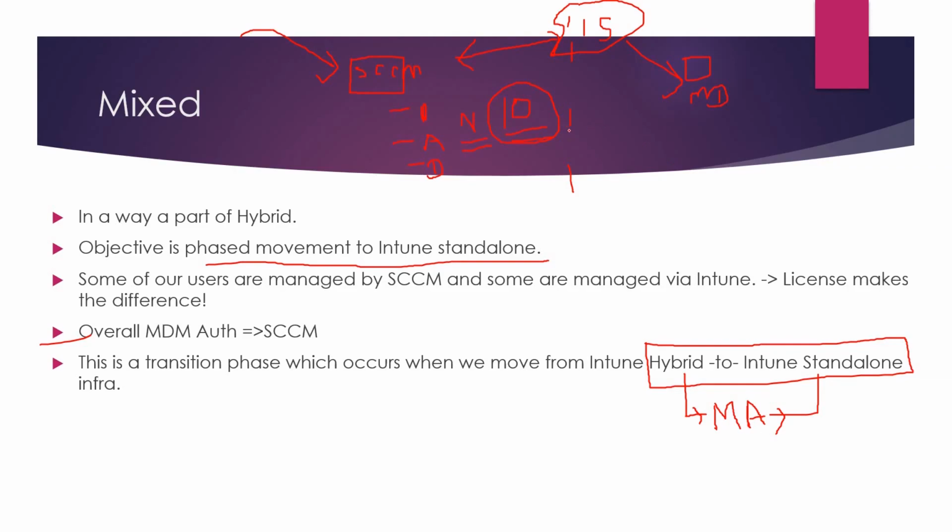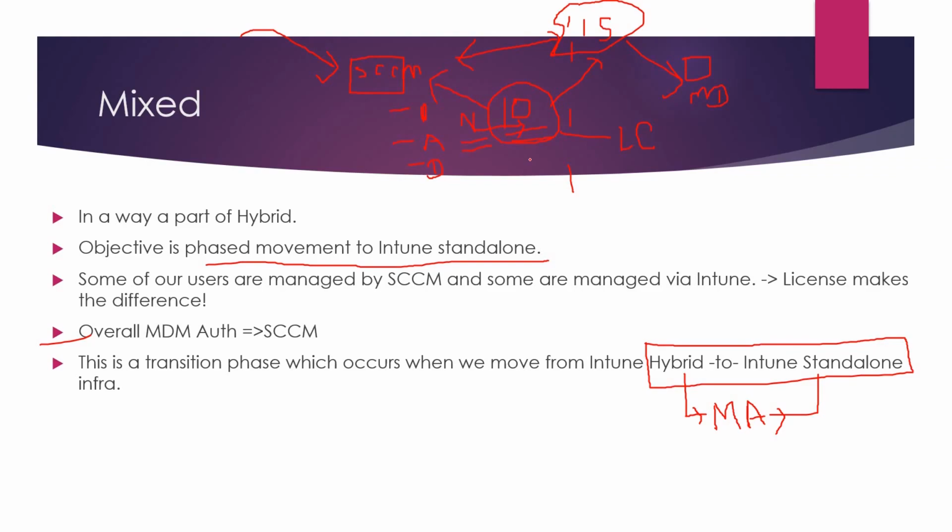So we will make a limiting collection, add 10 users to it, and we would exclude these members from the SCCM collection. So now these 10 members have Intune licenses and they are excluded from SCCM. So now they will get all the policies and everything from Intune. And the end goal is moving from 10 to eventually n, that is the total users.